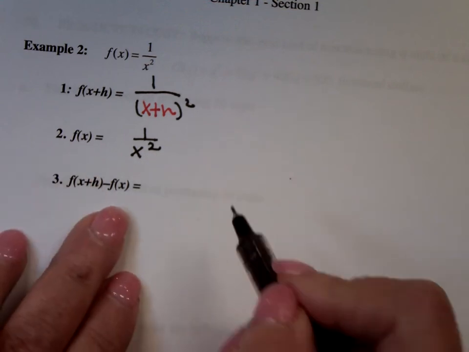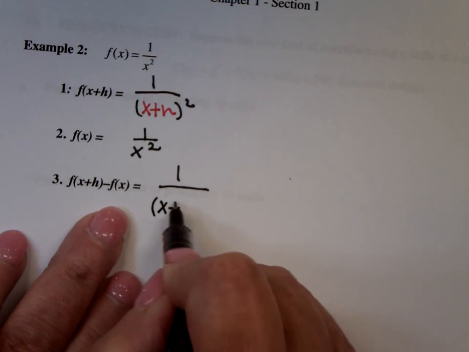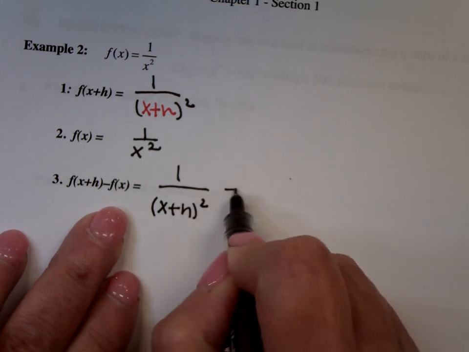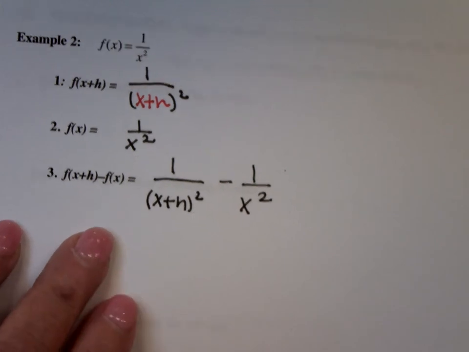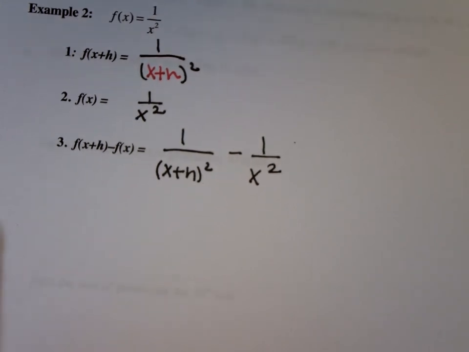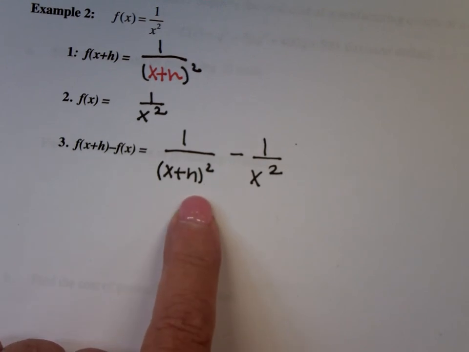f of x plus h minus f of x is 1 over x plus h squared minus 1 over x squared. So now, eventually the goal is, there's that h. And if I let h equal 0 at this point, I'm going to have x squared minus x squared, which is 0, which makes no sense.